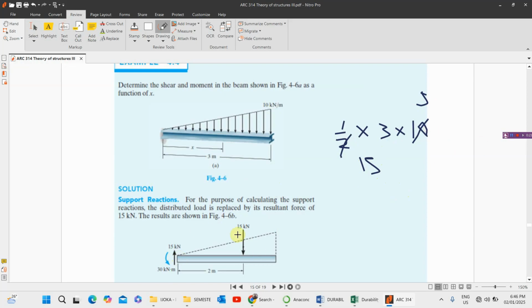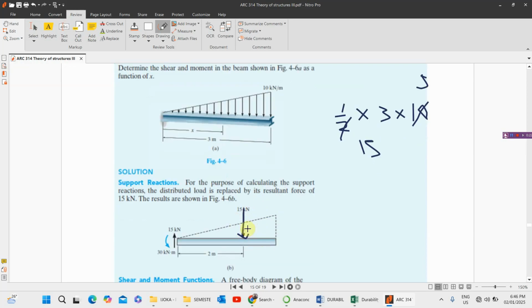So let's go ahead. The total resultant force is 15 kilonewton, and I told us the other time that it will be acting at 1/3 from this edge. So we are having 15 kilonewton here. So now, having 15 kilonewton, what is the load here? What are we going to have here? Now, the 2/3 of this span of 3 meters is 2. So from here to here is 2. So we have it this way.